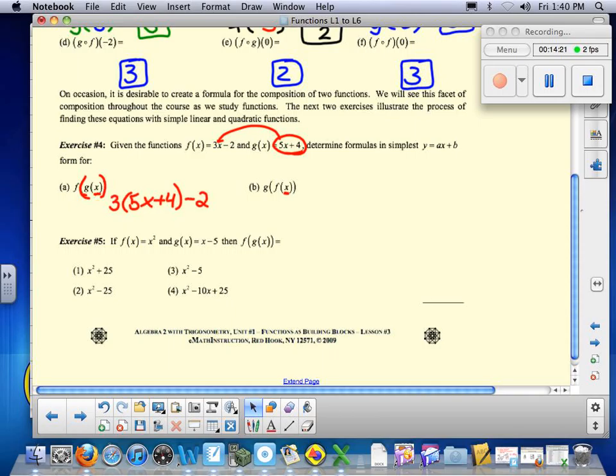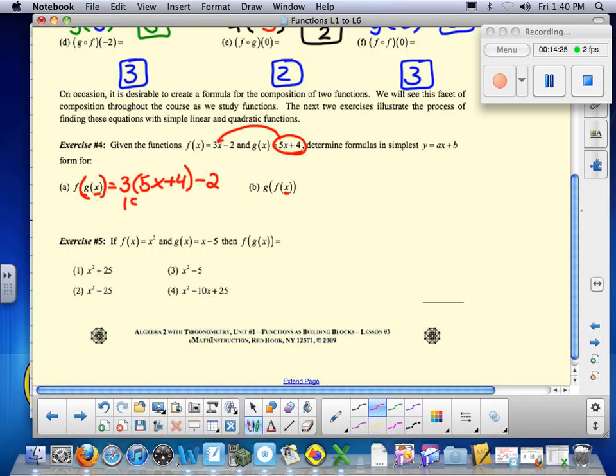Let me move this up here so I have some room. So 15x plus 12 minus 2. So 15x plus 10. Done. You just leave it. That's it. These are the ones that are a little weird.